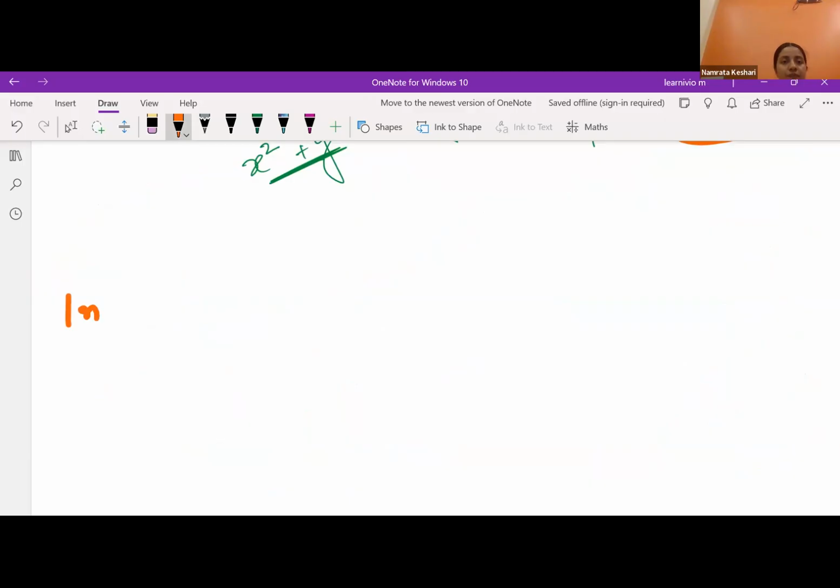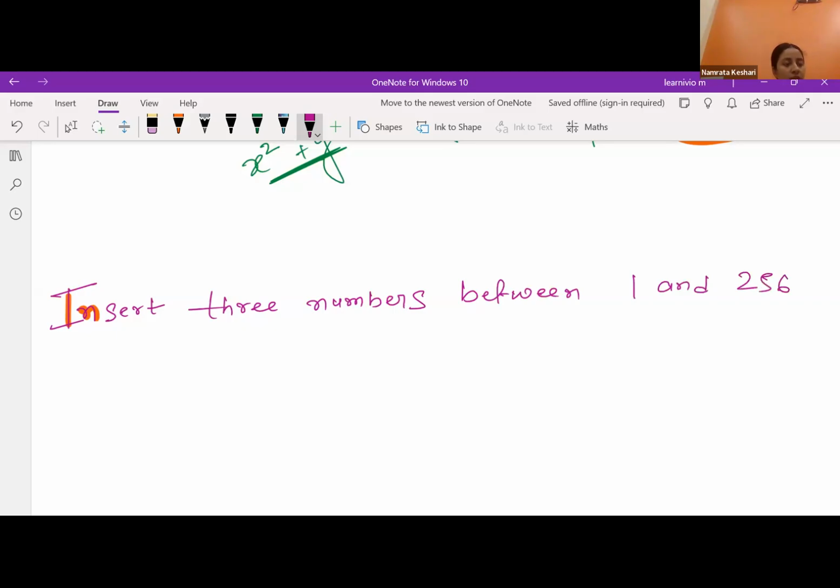Insert three numbers between 1 and 256 so that the resulting sequence is in GP.